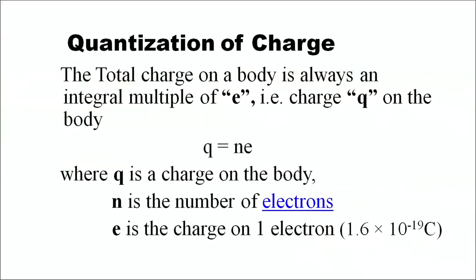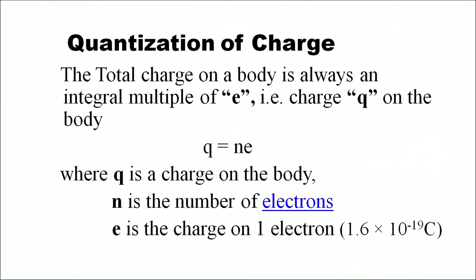Now, we will discuss the quantization of charge. The total charge on a body is always an integral multiple of small e, where small e is the charge on an electron. The charge on a body can never be like 2.5 e or 1.5 e or 1.3 e. It has to be an integral multiple of small e.